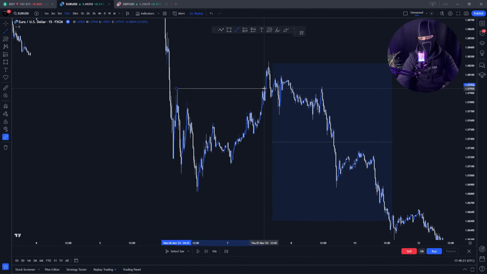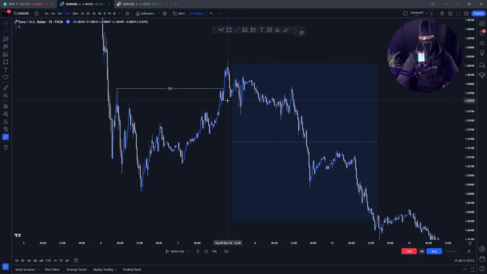Price has to take liquidity. You guys can see price takes liquidity here. It takes this swing high. What do we then have? We kind of get a market structure shift below this swing low here. This is now confirmed to us that price wants to reverse, and as you guys can see, price reverses.